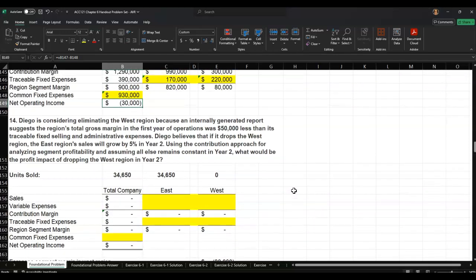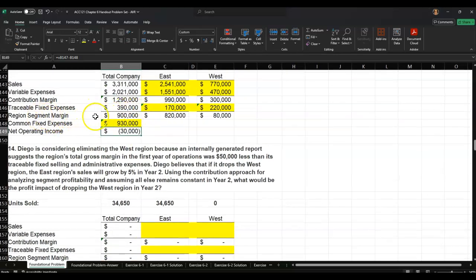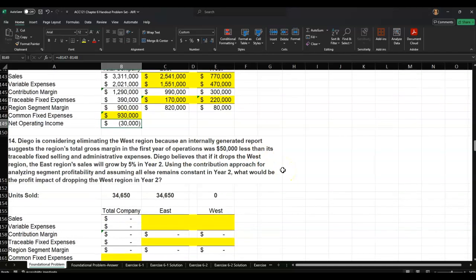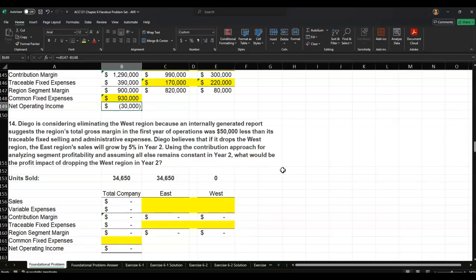So the next one says Diego is considering eliminating the West region because an internally generated report suggests the region's total gross margin in the first year of operations was $50,000 less than its traceable fixed selling and administrative expenses. So again, think about what they're saying there. The gross margin was $50,000 less than the fixed expenses. So on some level, if the region's total gross margin, we're talking about this number right here, was $50,000 less than its traceable fixed administrative expenses, we might be showing a loss in that region. So then Diego believes that if it drops the West region, the East region sales will grow by 5% in year 2.